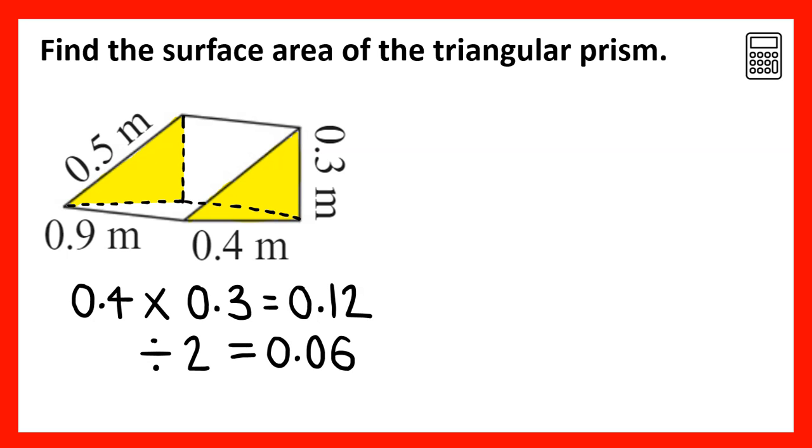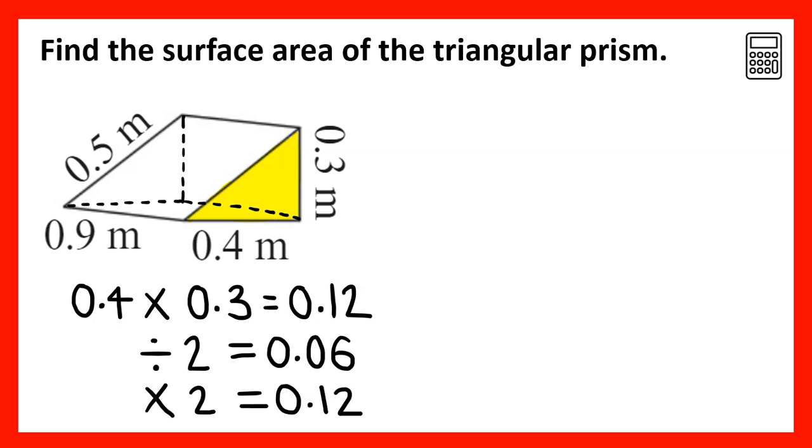But because we have two of the triangles, one at the front, one at the back, we then need to multiply the area of the triangle by 2, which brings us back to 0.12. So mathematically speaking, the right thing to do is to divide by 2 and times by 2, but because this gives us the same answer that we had before, if you remember to do it correctly, we could just leave this step out, knowing that it would bring us back to the same answer.